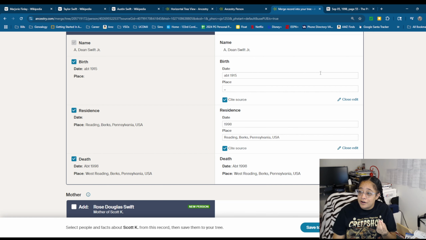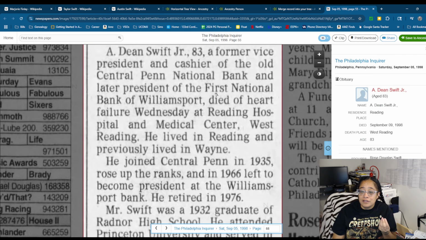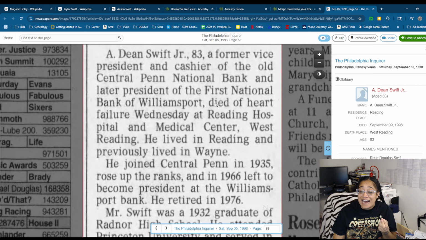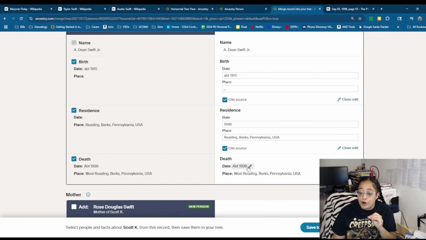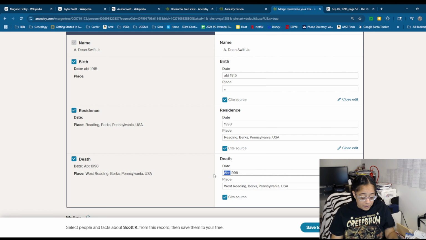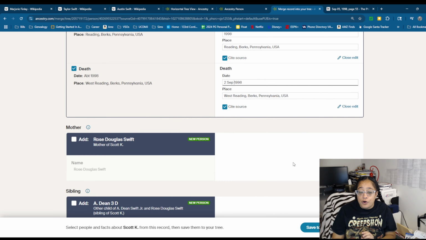So this is another input, right? We're going to go back to the article, and it says he died of heart failure Wednesday. Here, this is Saturday. So Friday was the 4th, Thursday was the 3rd, Wednesday was the 2nd. So he actually died September 2nd, 1998. And we're going to go ahead and put that in here. Okay, and so we know that's correct.